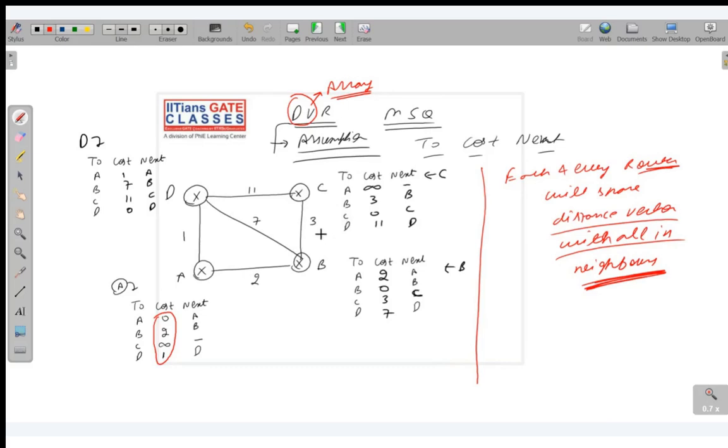Now we will have rounds. There are total 4 routers, so we will have 3 rounds. I will give you the reason for each and everything, don't worry about it. If we have n routers, there will be n-1 rounds. Let me tell you round by round what we are going to do. In round number 1, each of these routers will share its distance vector with all other routers.